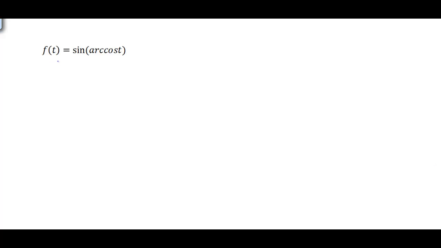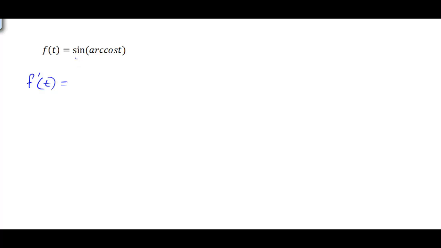All right, the next example, we have a function f of t is equal to sine of arc cosine t. Now this one I'm actually going to work two different ways. First, we're going to work it the way it is, and we're going to calculate the derivative. Sine arc cosine of t. Well, this is going to require us to use the chain rule.